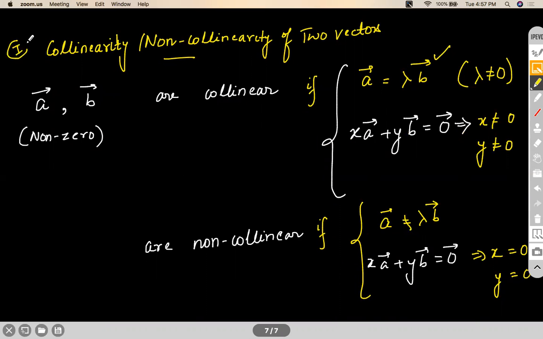Second thing that I'm going to discuss is collinearity, collinearity slash non-collinearity of 3 points or 3 position vectors.